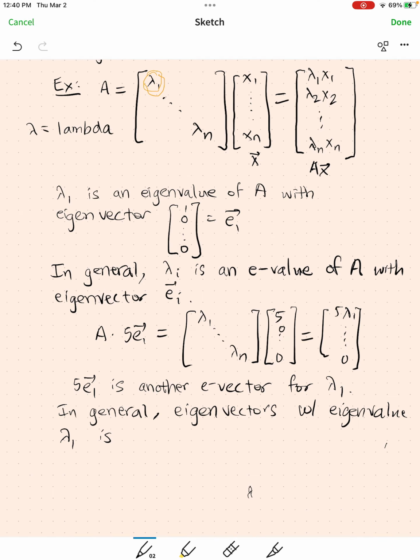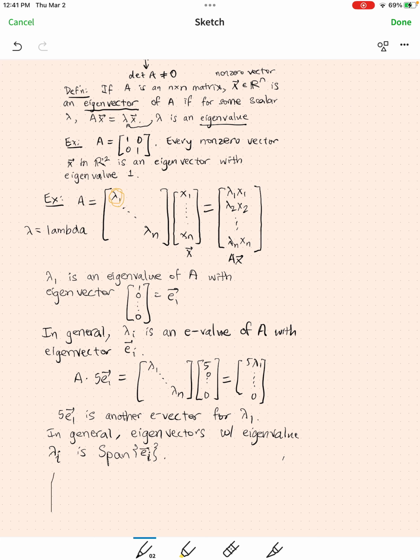of e1. And that's going to be true for lambda 2 also. The eigenvectors with eigenvalue lambda 2 is the span of e2 and so on. So in general, for lambda i, the eigenvectors with eigenvalue lambda i is the span of ei. Okay. So let's just do a quick example with actual numbers.